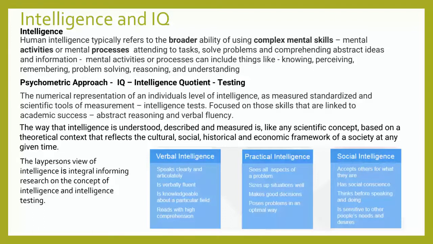So mainly IQ tests are focused on skills that are linked to academic success, things like abstract reasoning and verbal fluency. But in general, intelligence, as we said, is a much broader concept. So from a theoretical point of view, it has to take into account things like cultural relevance, social relevance, historical background, and economic frameworks of societies at any given time. So it's important that there is the one way of looking at intelligence from the scientific approach of measuring it and testing, but we also have to look at it from a theoretical approach, which is a much broader approach.